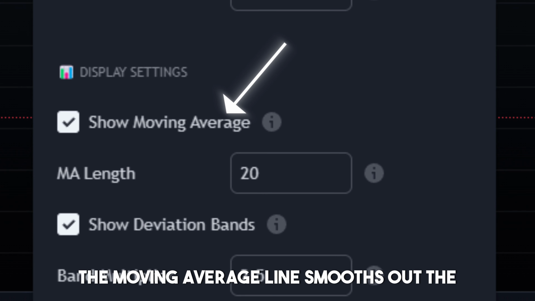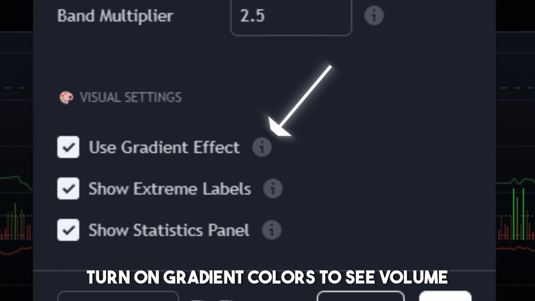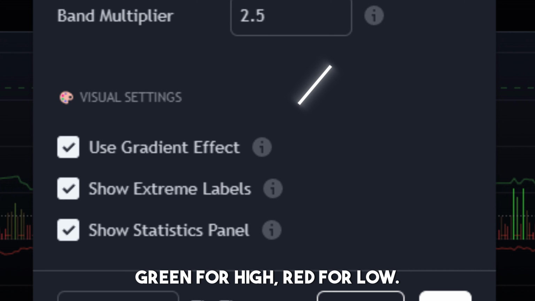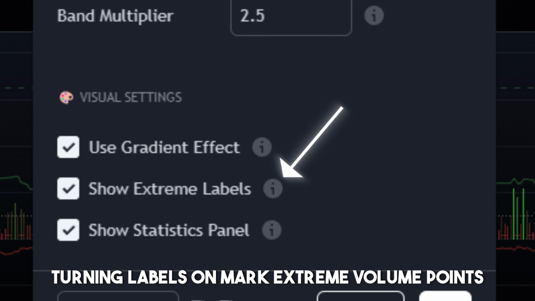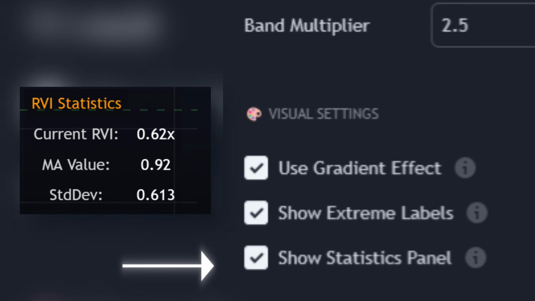The moving average line smooths out the volume data, while deviation bands show you how volatile the volume is. Turn on gradient colors to see volume strength at a glance. Green for high, red for low. Turning labels on marks extreme volume points, and the stats panel shows you current readings.